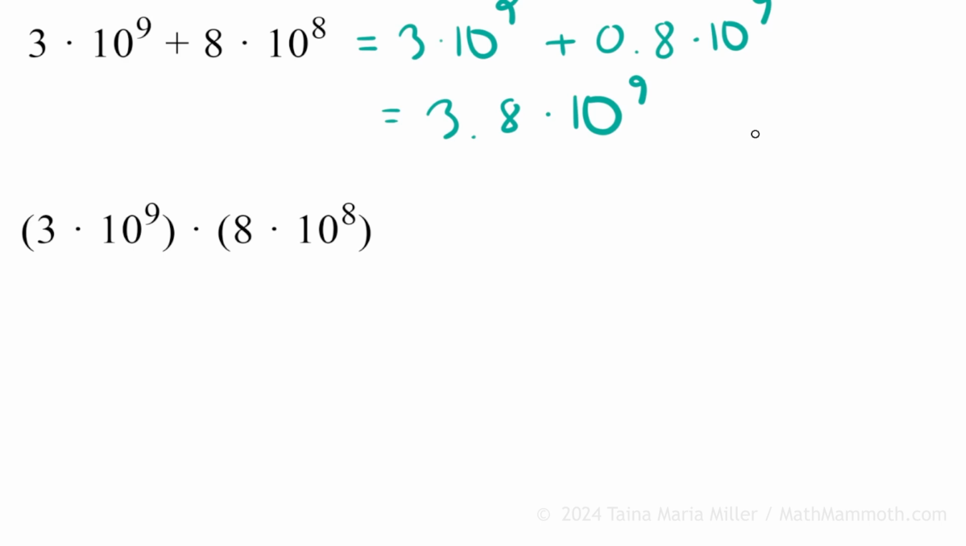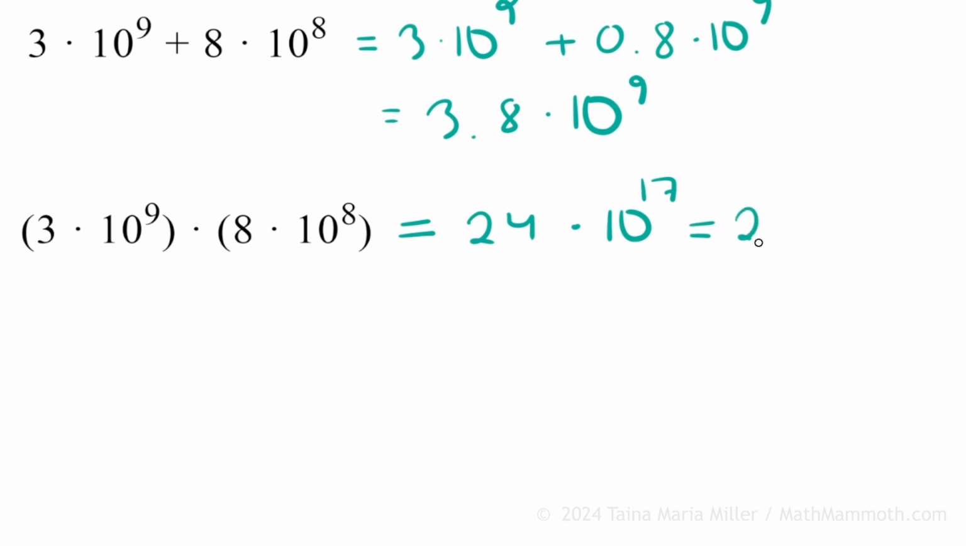Now let's look at the other, where we multiply. That's actually maybe even easier, because multiplication can be done in any order. So I can do 3 times 8, 24, and then 10 to the 9th times 10 to the 8th. We add the exponents, right? Because it's 10 multiplied by itself this many times, and 10 multiplied by itself 8 times, so we get 10 to the 17th. But this is not in proper scientific notation.